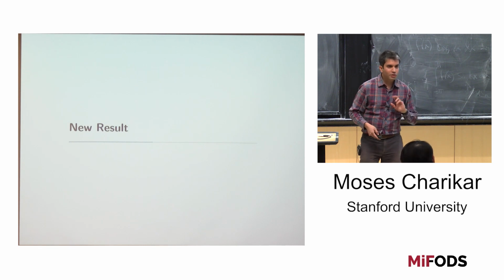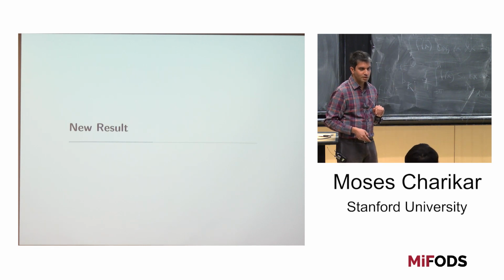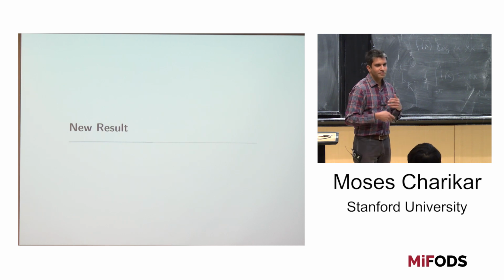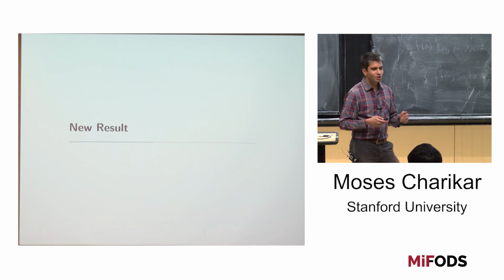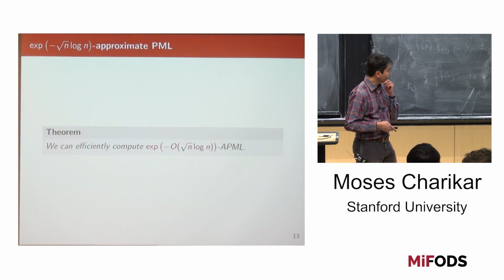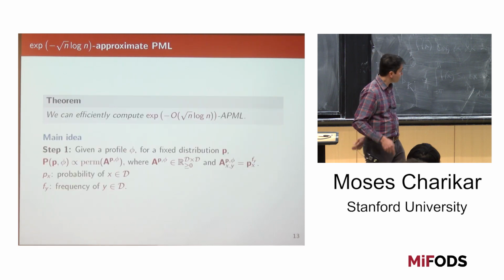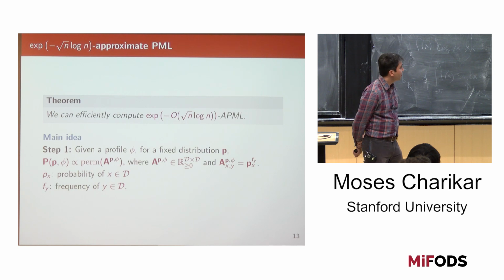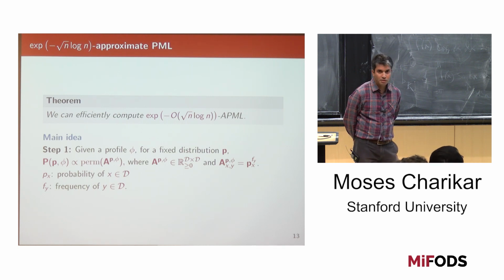All right, now let me tell you how the new result works. Really the old result was all about looking at this objective, using things that are in the theoretical computer science toolkit: discretization, simple counting things. Now I want to show you a slight improvement to the result, which I think has interesting structural properties. I want to prove that we can actually get exponential in root n approximate PML.